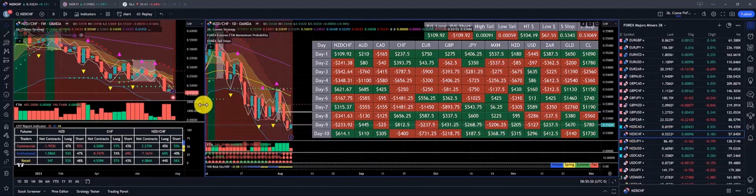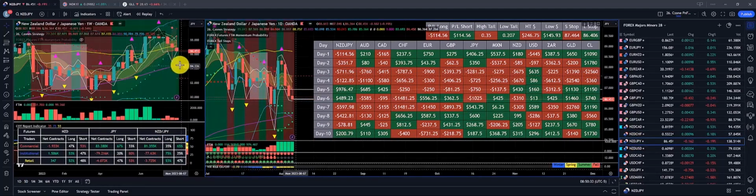New Zealand Swiss franc, we have price action below the dragon on the weekly and the daily, and no significant direction on the commitment of traders. New Zealand Japanese yen, weekly we have below the dragon, daily we have below the dragon, and significant crowding out on the long side. So these institutional retail traders are getting squeezed pretty heavily.